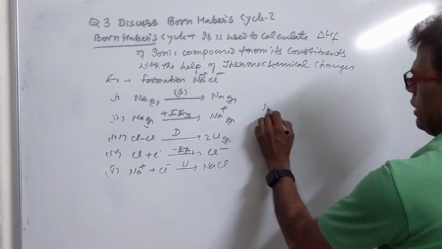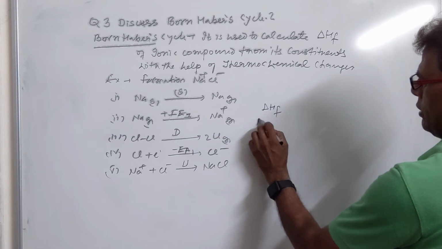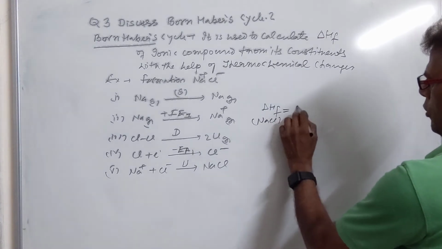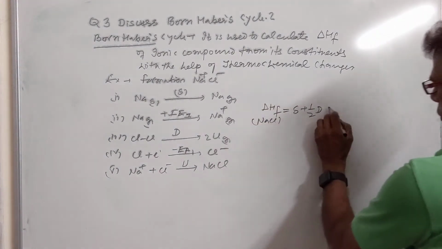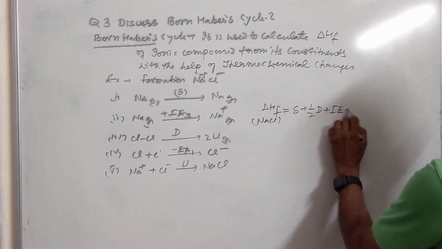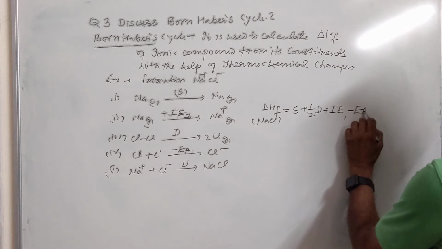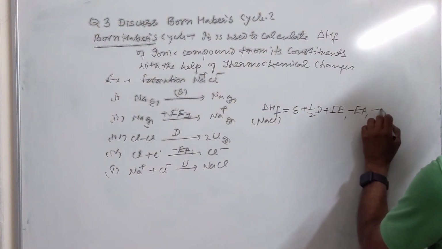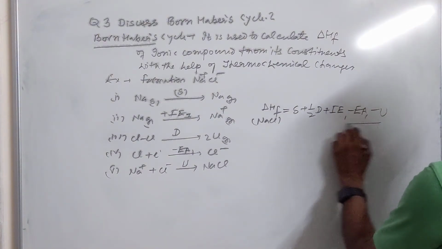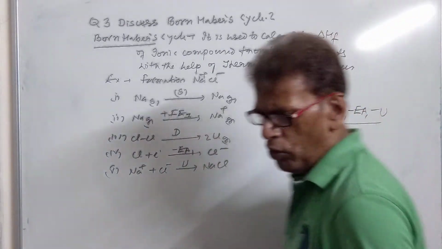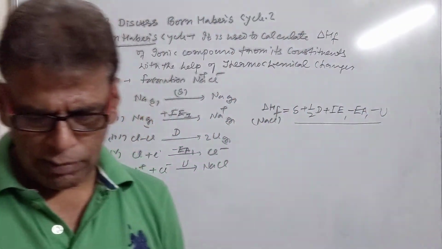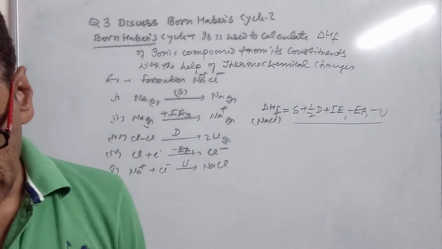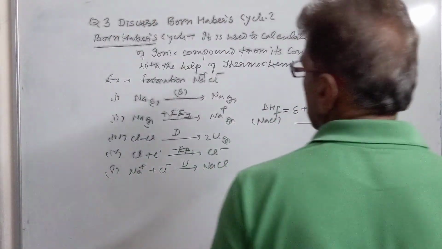So now in this case, the enthalpy of formation of NaCl is equal to S plus half D, the dissociation energy, plus ionization energy, minus electron affinity, and minus the lattice energy. So if we know these 5 energies, we can calculate the enthalpy of formation of the ionic compound, that is NaCl in this case. Now we have another question.